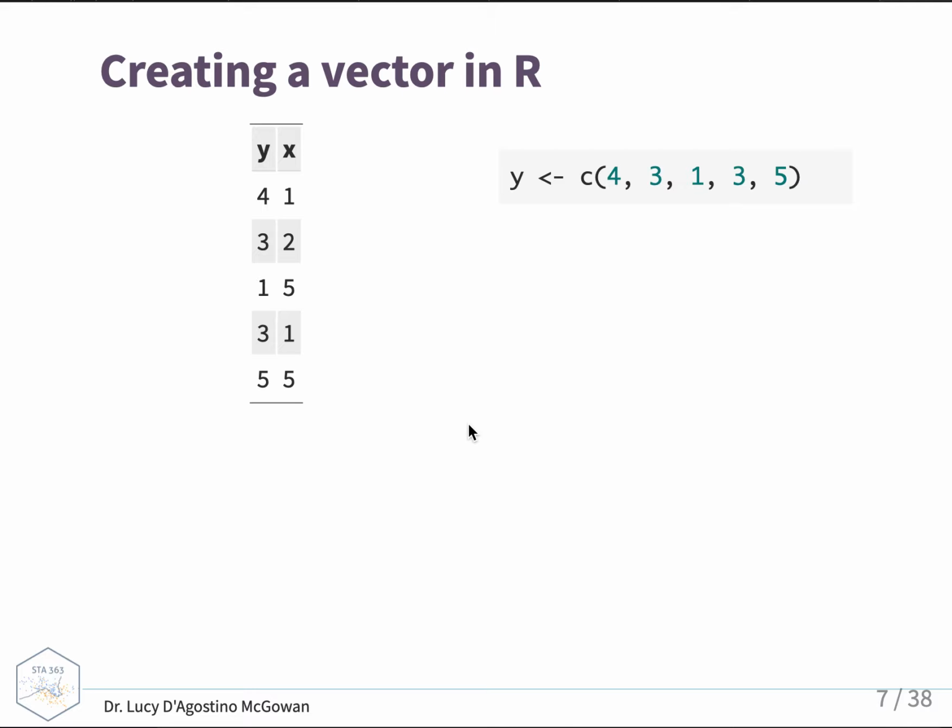If I wanted to put this into R, I can put y in as a vector. So I'm using this c to concatenate these values, and so I'm doing 4, 3, 1, 3, 5, taking the values from my data frame and putting them into a vector, and I'm assigning that to the object y.